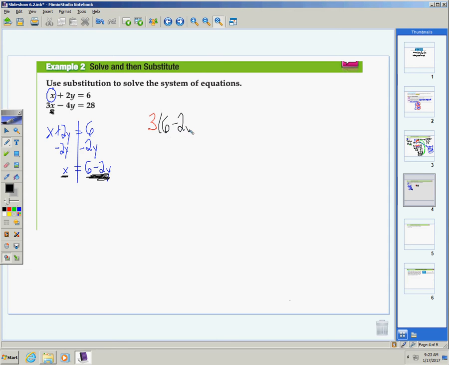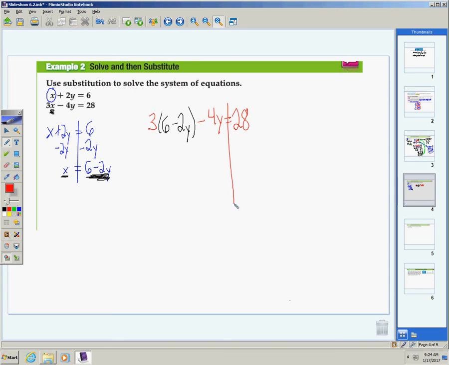I'm going to substitute in that value. Minus 4y equals 28. All I did was I took what I knew x was, 6 minus 2y, and replaced the x in my second equation with a 6 minus 2y. And now I'm going to go ahead and solve this equation.